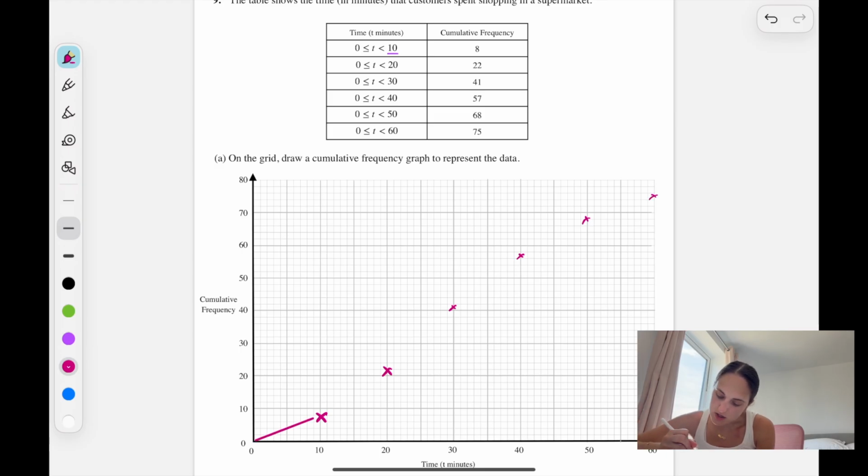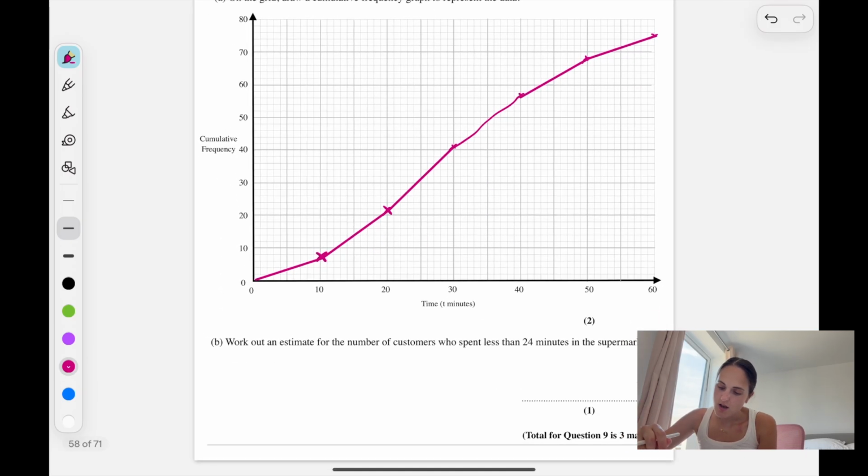And then we're just going to join them all up. So you can do it as a curve, you can also do it as a dot to dot. It doesn't actually matter for this. Both of them are mathematically correct. And it should give you like an S shape, so that's good if it does.